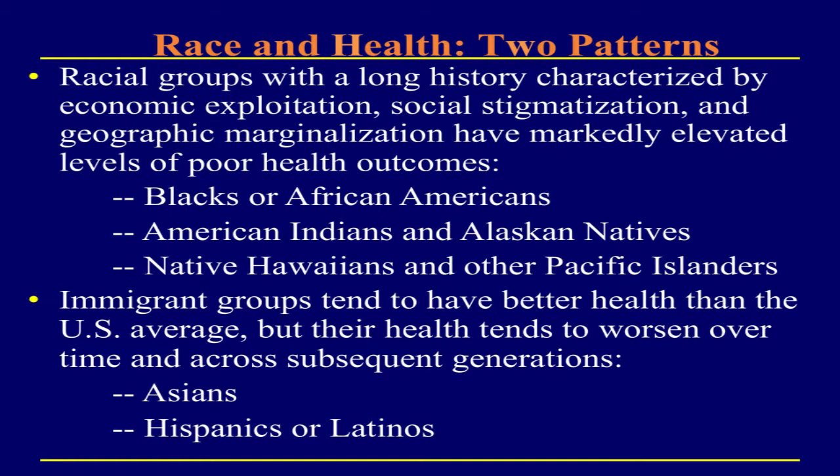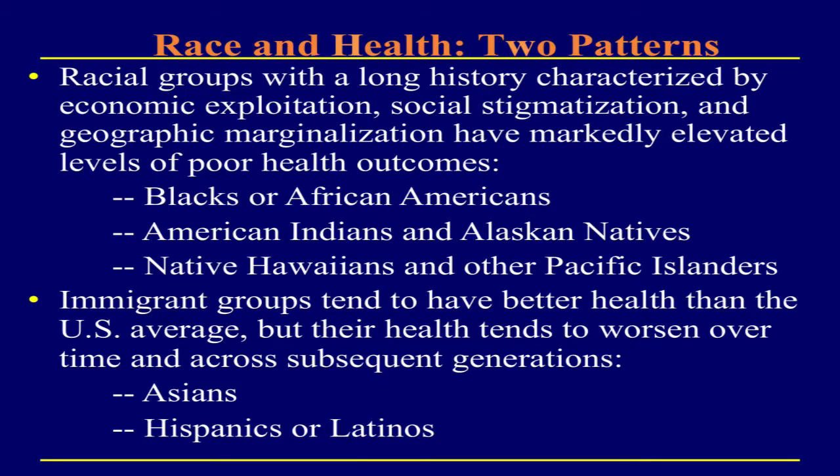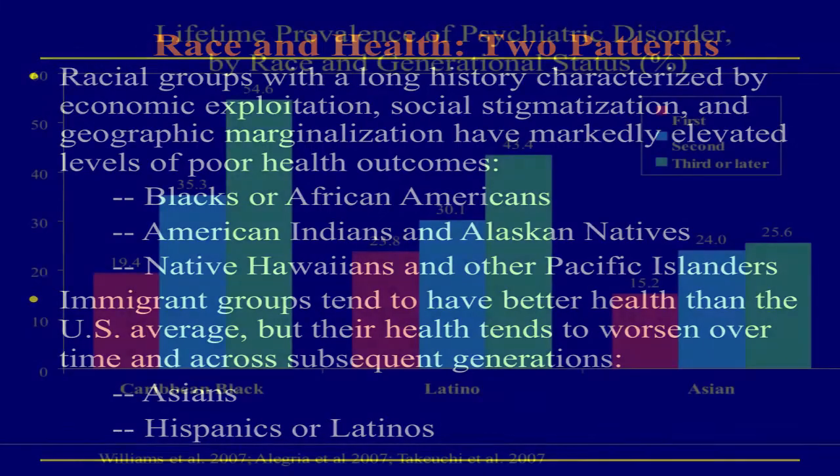Race and health, there are two patterns. Racial groups with a long history characterized by economic exploitation, social stigmatization, and geographic marginalization have markedly elevated levels of poor health outcomes. Also, immigrant groups, and this is important to me since I'm one of them, tend to have better health than the US average, but their health tends to worsen over time and across subsequent generations.